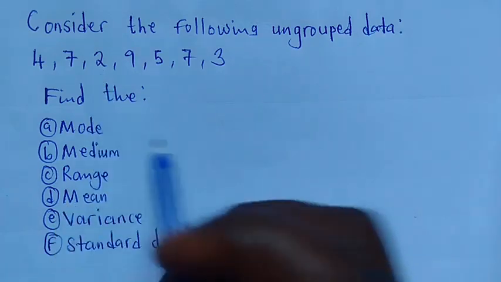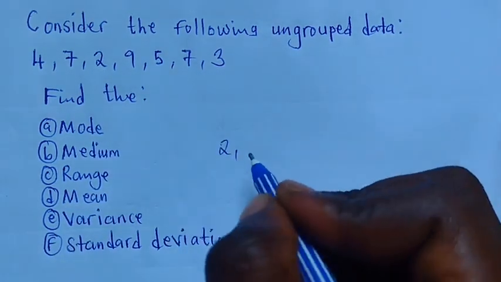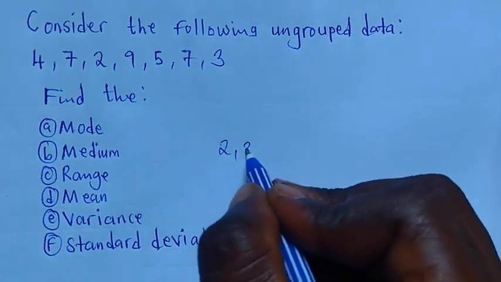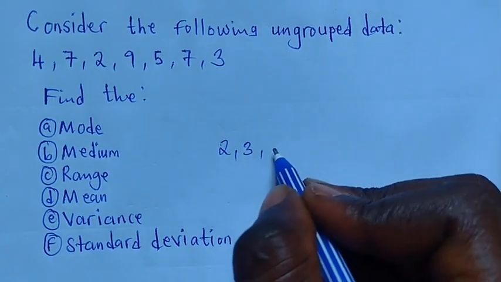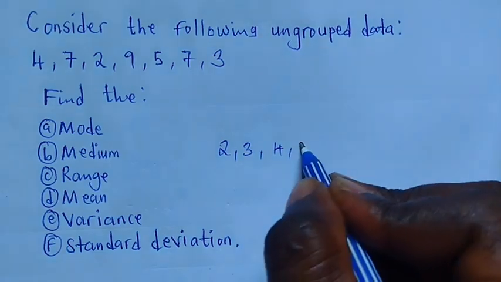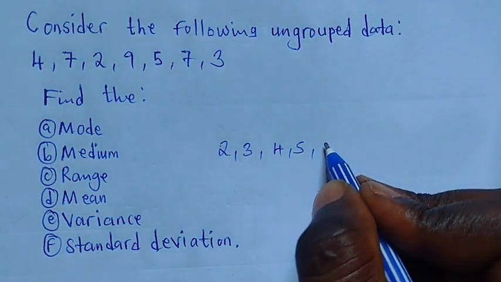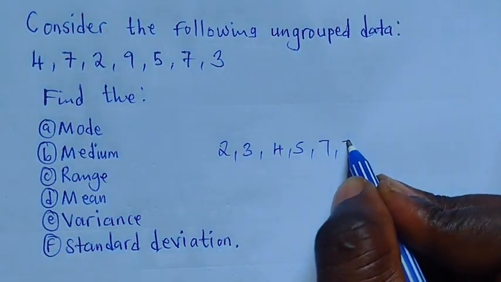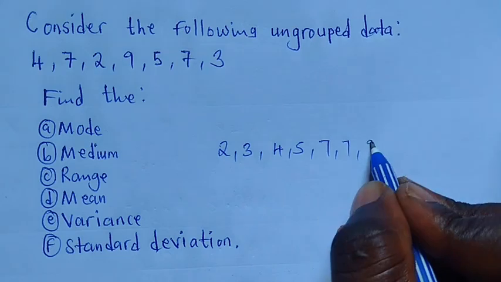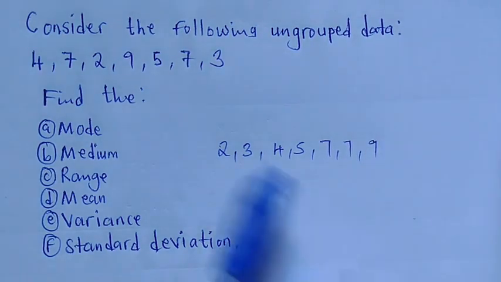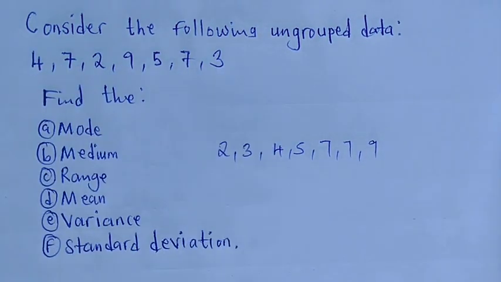The smallest one is a 2. So write a 2 followed by a 3. Then from there we are going to have a 4, then a 5. And then we are going to have 7, another 7, then a 9. That's how we are going to rearrange these values.